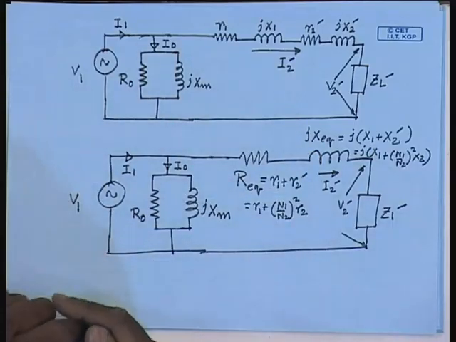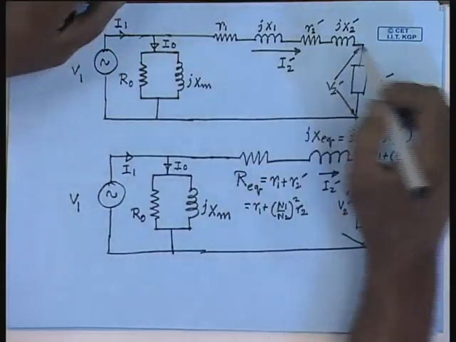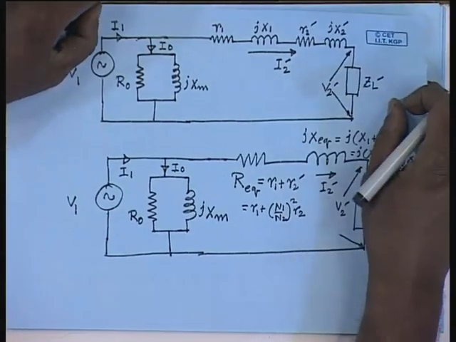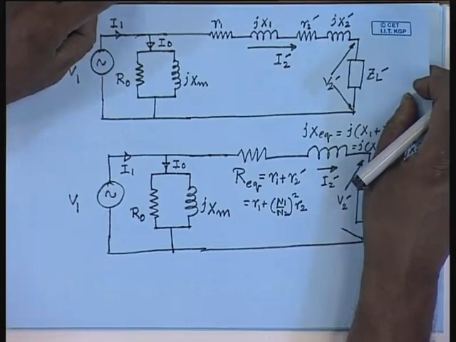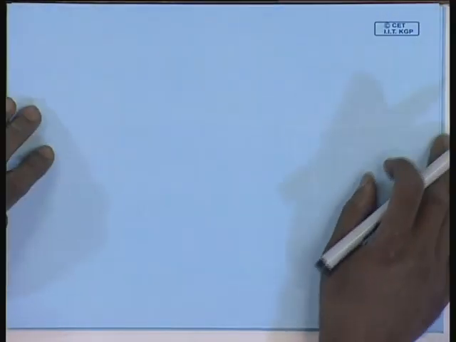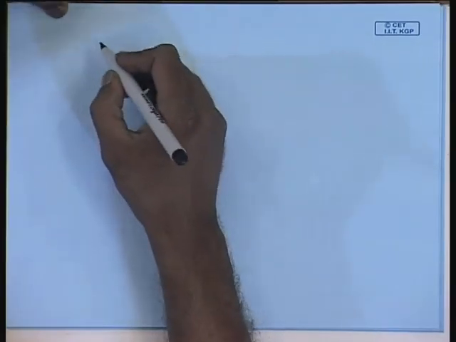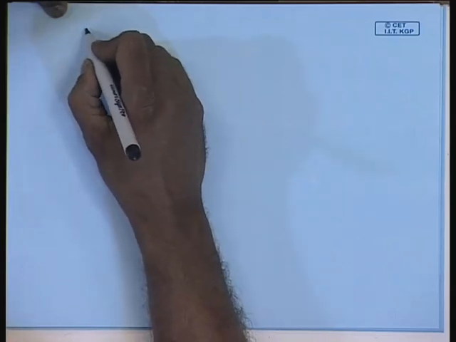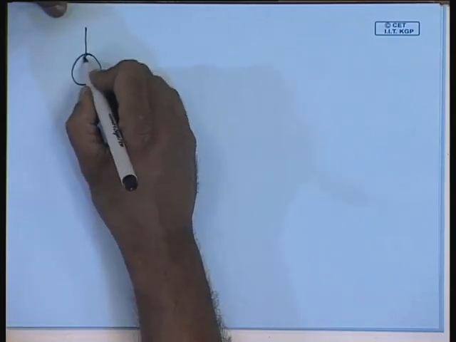in a transformer, it is normally this approximate equivalent circuit which is used, and until and unless it is absolutely necessary, the exact equivalent circuit normally is not used. Now, the approximate equivalent circuit can also be referred to either the primary or the secondary. For the primary, we have already shown the approximate equivalent circuit to look like this.